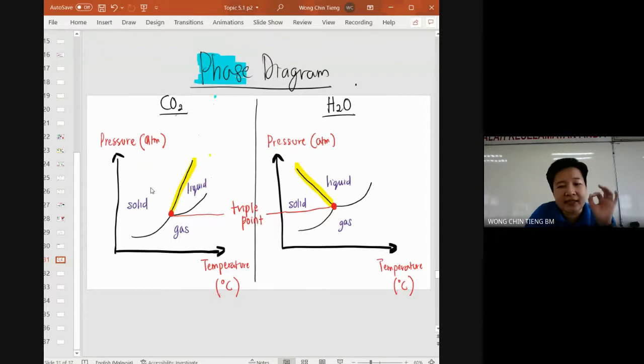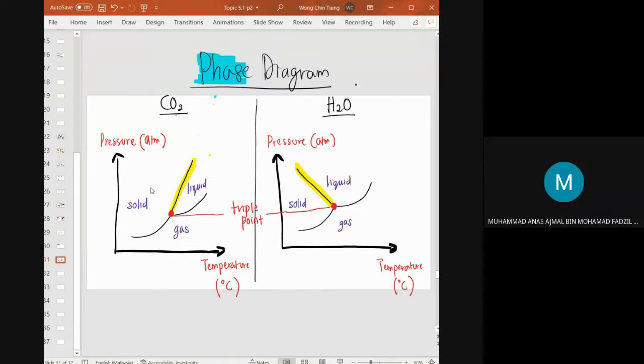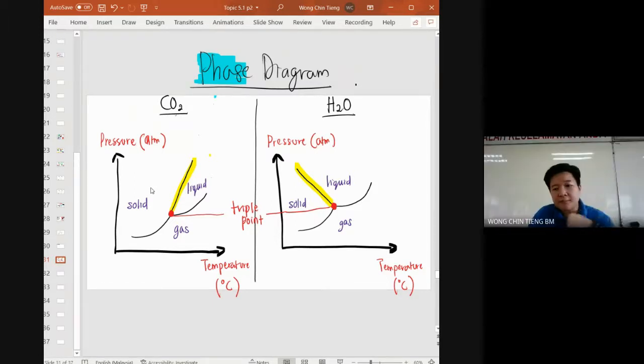Next, critical point. Critical point duduk di mana? Antara siapa dengan siapa? Liquid dengan gas. Critical point mesti kena duduk antara liquid dengan gas. Thank you, Anas. Your liquid and your gas over here, that is your liquid, that is your gas. This is my critical point. Okay? This also is my critical point.